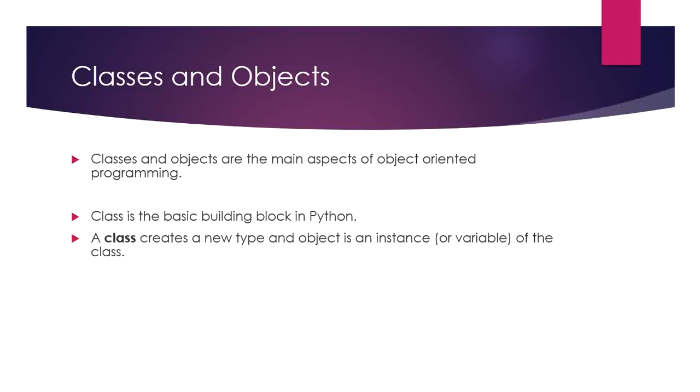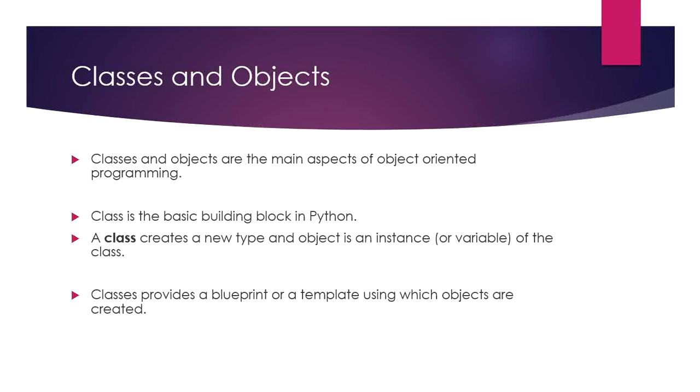So we create a class and then we have an object, which is an instance or a variable created so that we can access the methods or functions which are inside the class. We do the same thing, we just write all the functions inside a class. How do we define a class? A class provides a blueprint or a template using which objects are created.